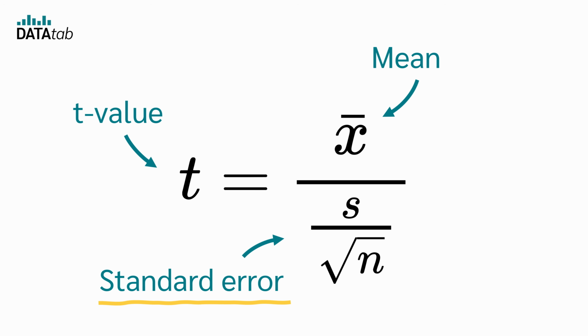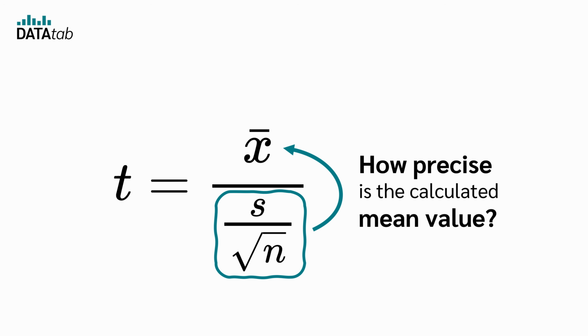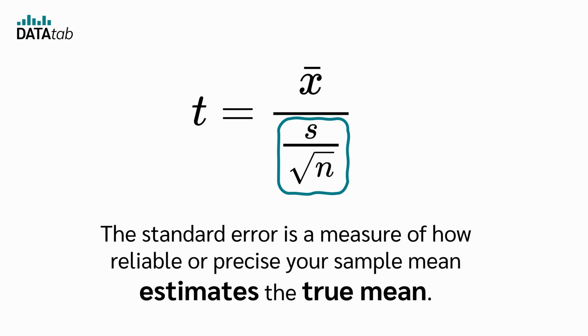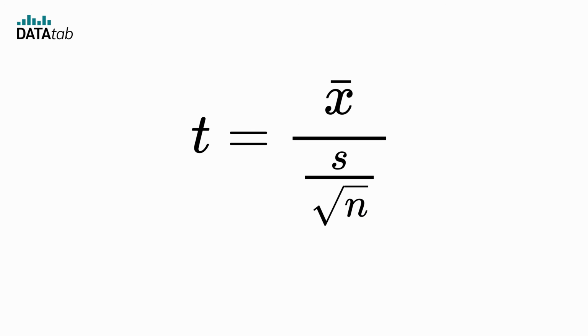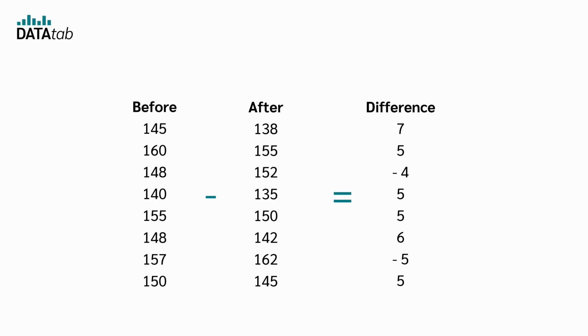What is the standard error? The standard error helps you understand how precise the calculated mean from this sample is. So the standard error is a measure of how reliable or precise your sample mean estimates the true mean. The standard error is calculated by dividing the standard deviation of the data by the square root of the sample size. Okay, let's just calculate the t-value for this example data.